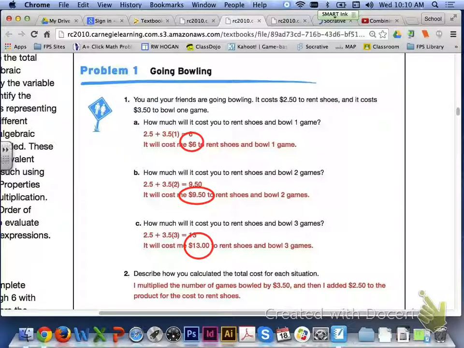Here are what your answers should look like for A, B, and C. For letter A, we should have $6 to rent shoes and bowl one game. For letter B, $9.50 to rent shoes and bowl two games. And for letter C, $13 to rent shoes and bowl three games. For number 2, you're going to multiply the number of games that you bowled by $3.50, and then you are going to add that $2.50 to the product for the cost to rent the shoes.